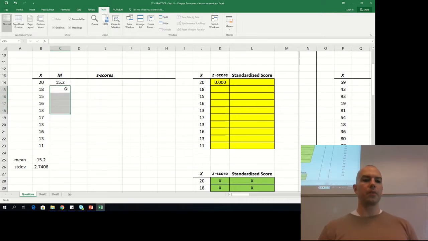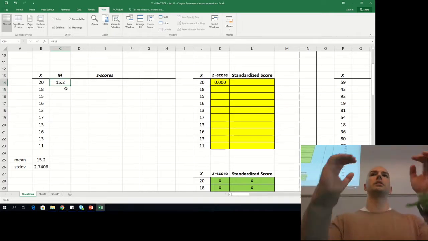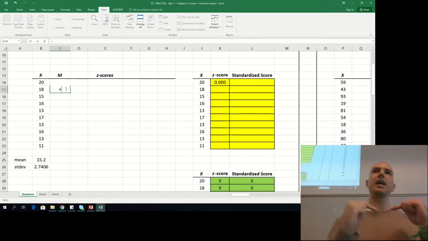So what do we do? Well, we can set up this parallel structure with what I like to call a cascading formula. Basically, you make the top row equal to the mean. You then make the second row equal to the top row.